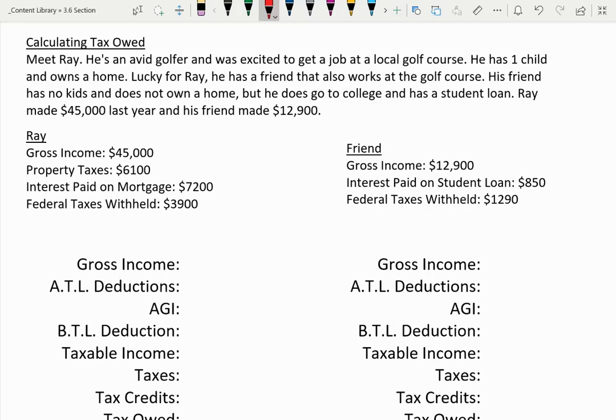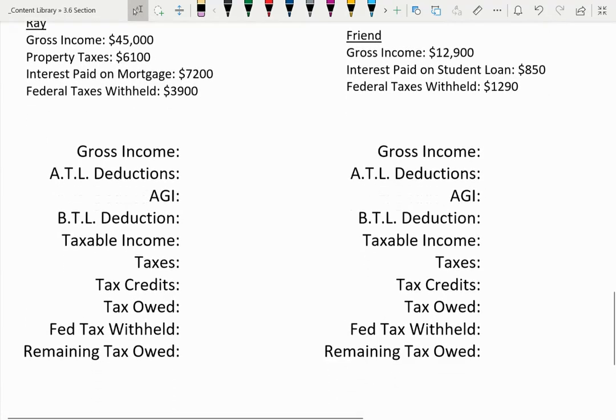So we have these two different scenarios here, and we're going to try to calculate the taxes that were owed by both. So we're going to start off with Ray. I'm going to make note of Ray's gross income, and that was listed as 45,000, and his friend made 12,900. We're going to start off there with gross income.